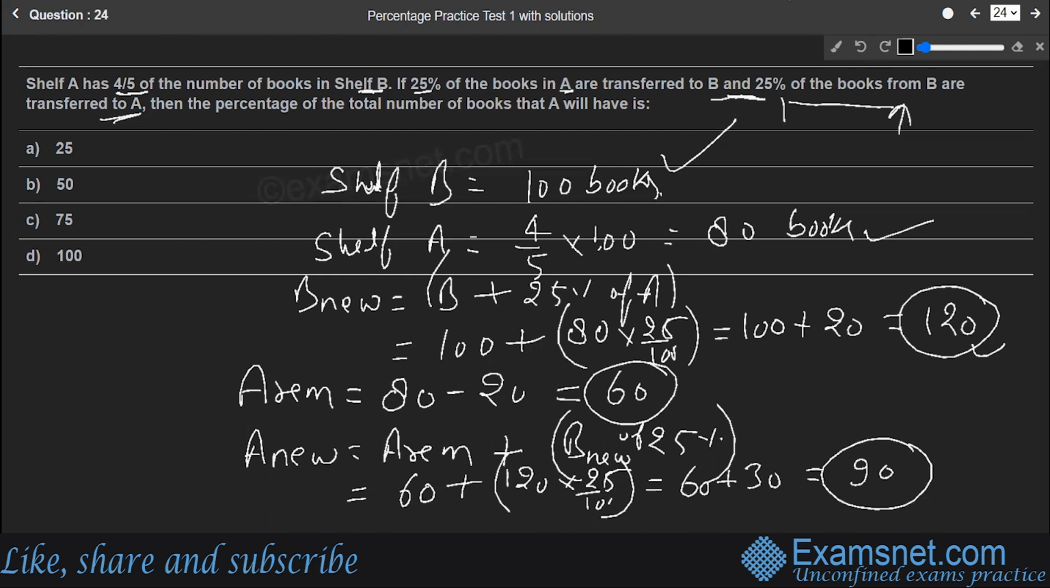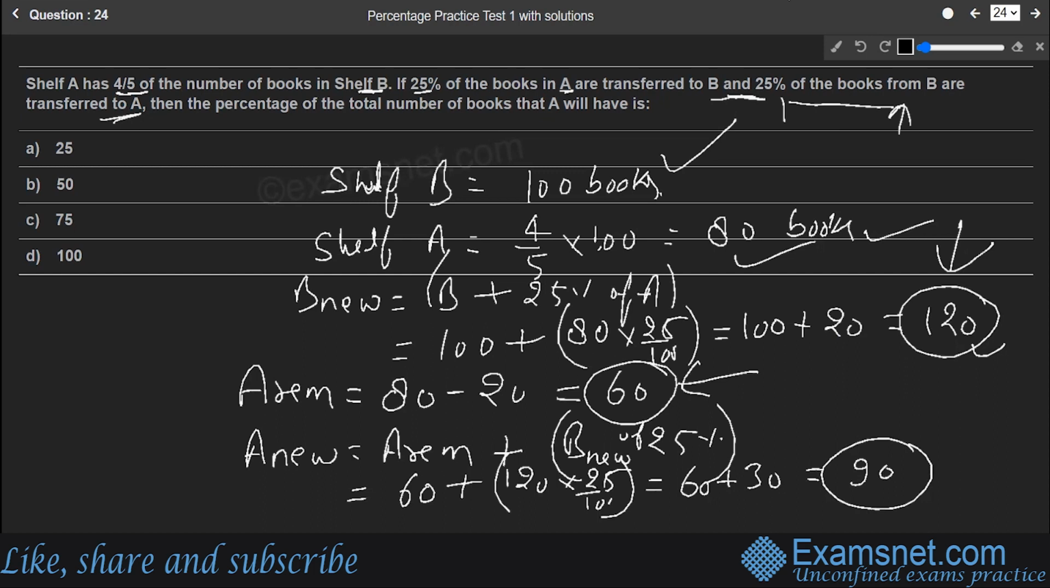So this is the condition we have. 100 books were initially there in B, and 80 books were there in A. 25% of the books in A were transferred to B. So 25% of A's books is 20, which was given to B. So B new has 120 books. Then how many were left in A after this transfer? A transferred 25%, that is 20 books from itself. So 80 minus 20, 60 books are the remaining books in A.